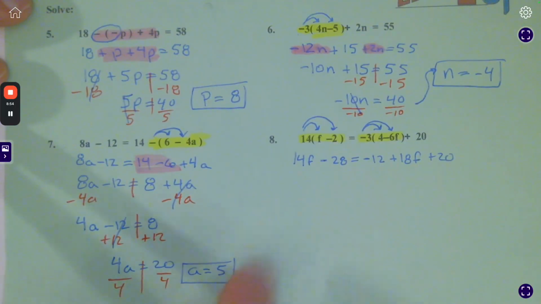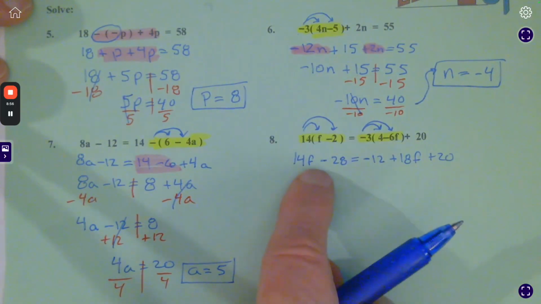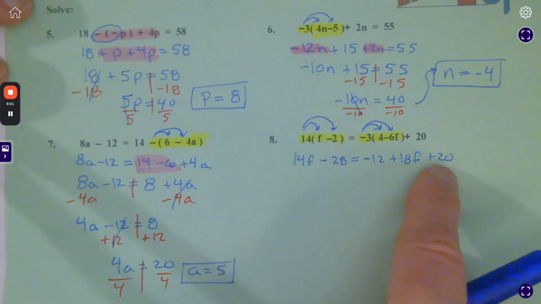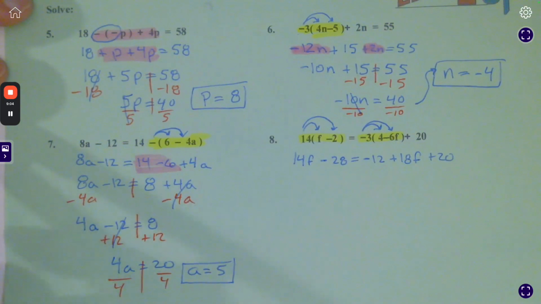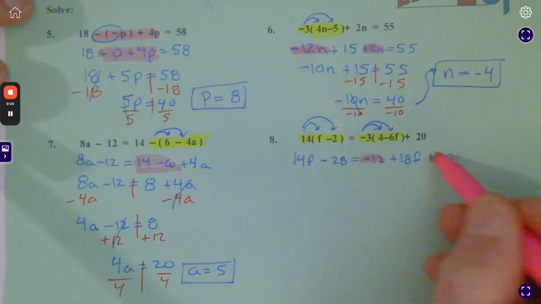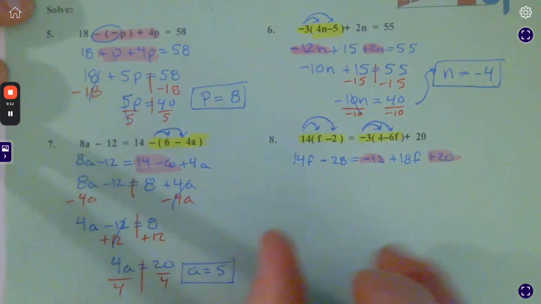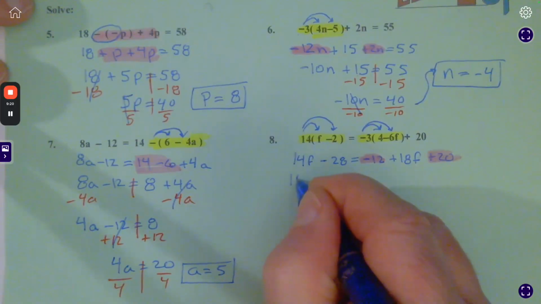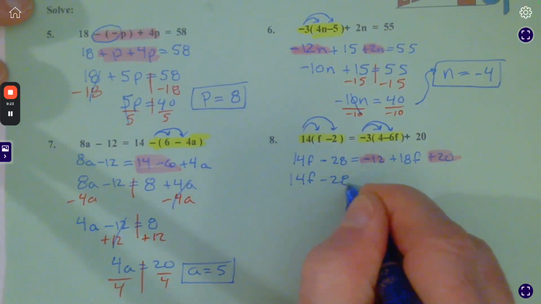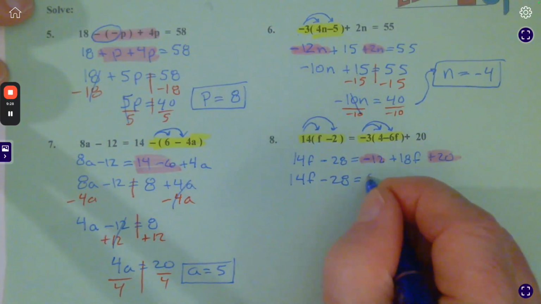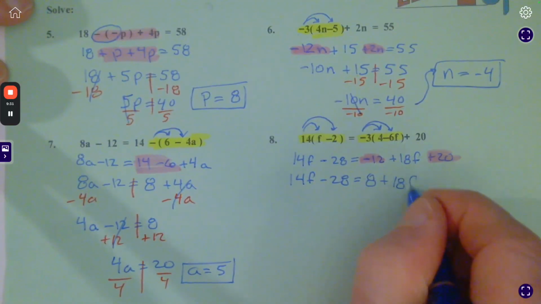Okay, let's take a look. Can I simplify anything over here? Nope, I sure can't. Good job. Can I simplify anything over here? Woo, that's right. I heard you. We have like terms. They're separated by another term, but they're still like on the same side. As long as I'm not moving from one side of the equal symbol to the other, we're good. So 14f minus 28 equals negative 12 plus 20 is 8 plus 18f.